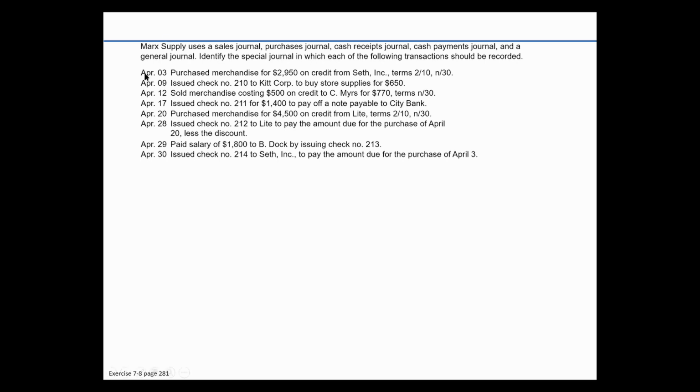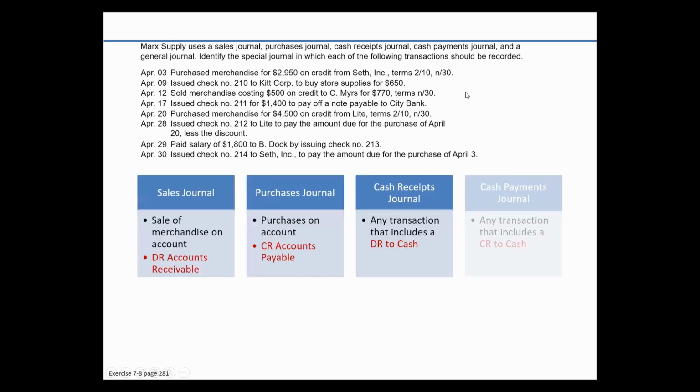So we see here that on April the 3rd, we purchased merchandise for $2,950 on credit from Seth Inc. Terms 2/10 net 30. So again, 2% discount if paid within 10, but it's due in 30 days. And again, we have our different journals. So that would be a purchases journal because we are purchasing merchandise from them. So we would debit the merchandise inventory and we would credit accounts payable, Seth.